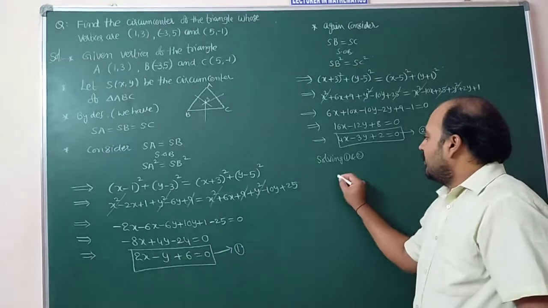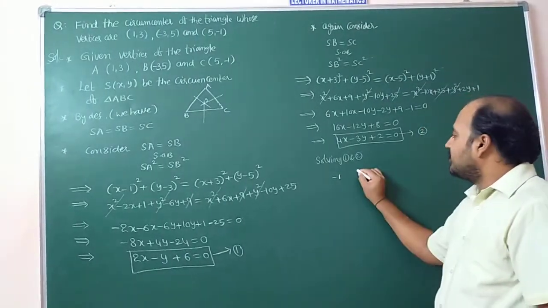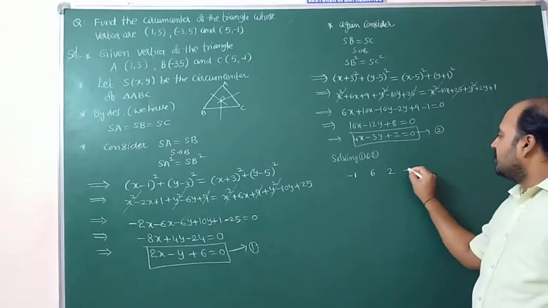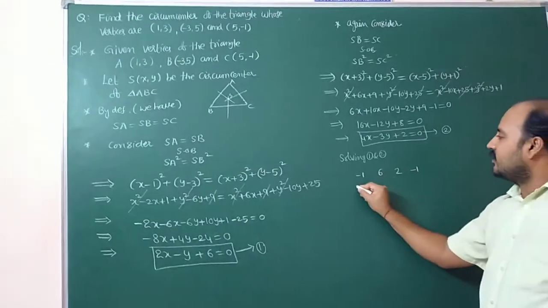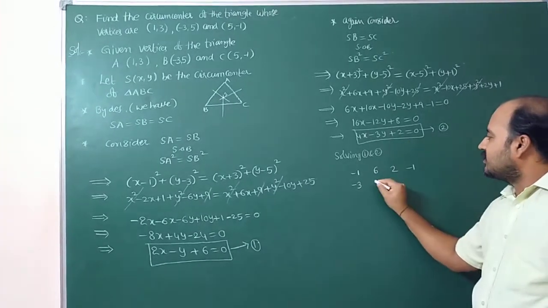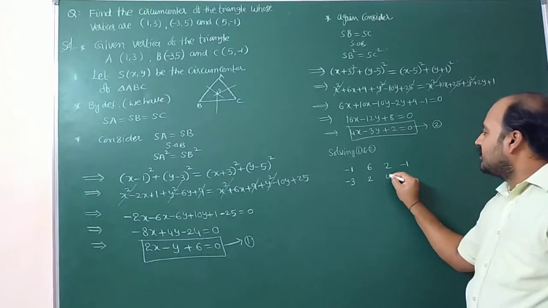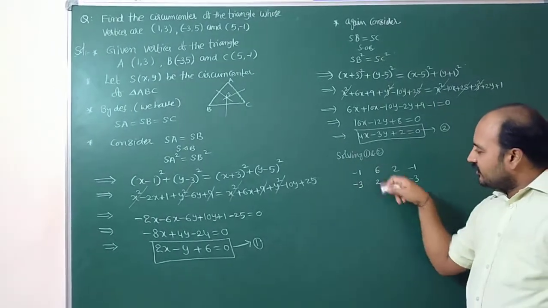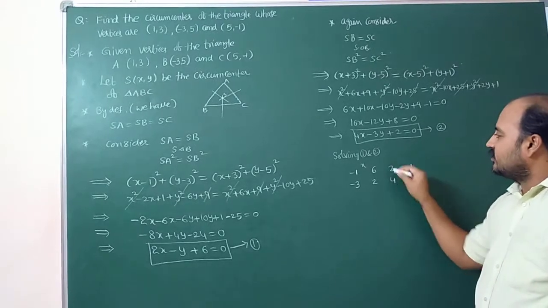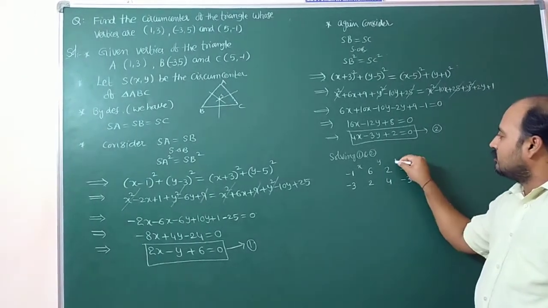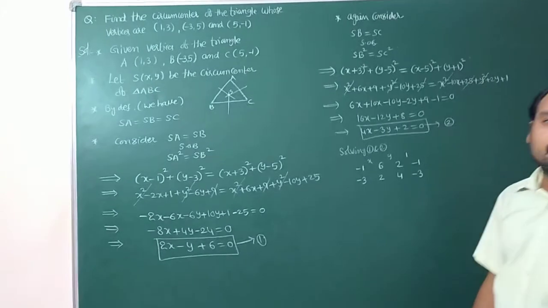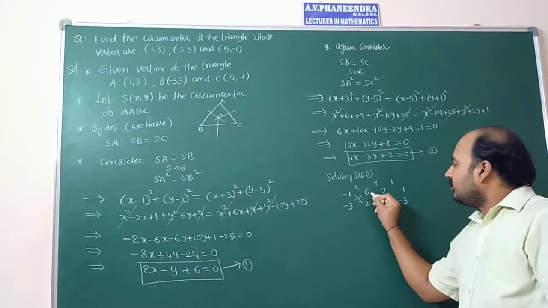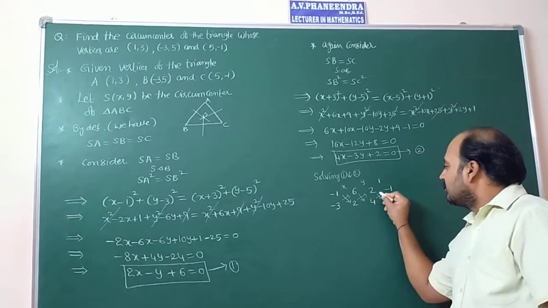In this equation, y coefficient is minus 1, constant is 6 and x coefficient is 2. Again y coefficient. In this equation, y coefficient is minus 3, constant is 2, x coefficient is 4. Again y coefficient is minus 3. In between first two columns x, in between next two columns y, in between next two columns 1. This is the procedure of cross multiplication method for solving two equations. After that, keep arrow marks like this.